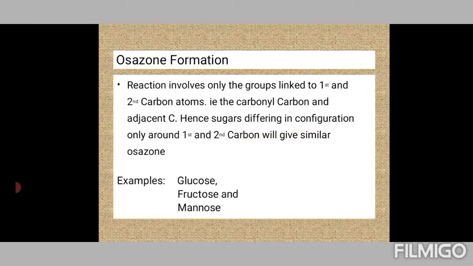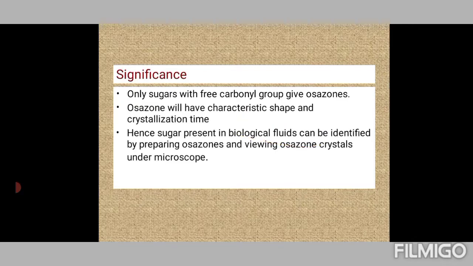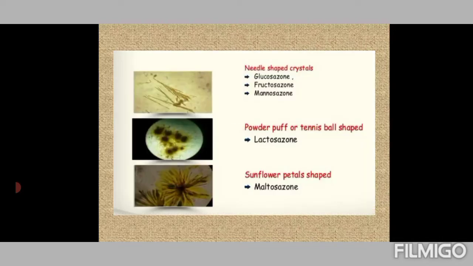This has already been discussed. Glucose, fructose, and mannose have the same crystal structure for osazone, the same crystallization structure, which can be observed under the low power of a microscope like this. For glucose, fructose, and mannose, the same kind of crystals are seen. It is described as needle-shaped crystal or broom-like crystal.